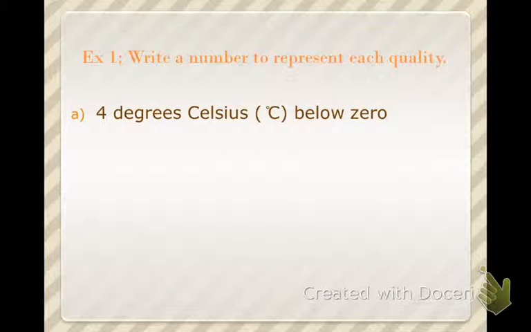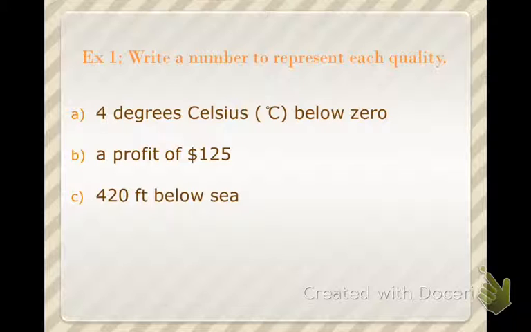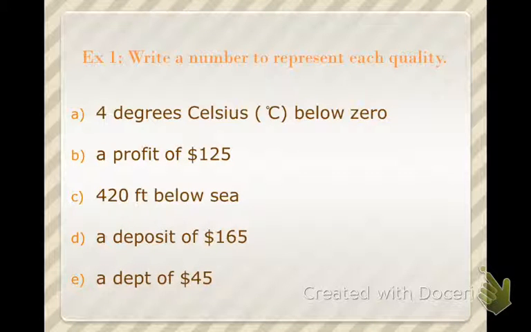So let's have some fun. Write a number to represent each quality. Sorry, I think it's supposed to be quantity, but I could be wrong. It is quantity, because quality is like... yeah, this should be quantity. Sorry, children, she's not the English teacher. All right, that's quantity.